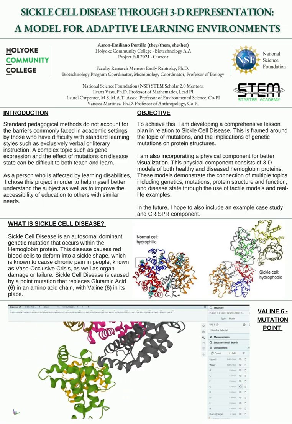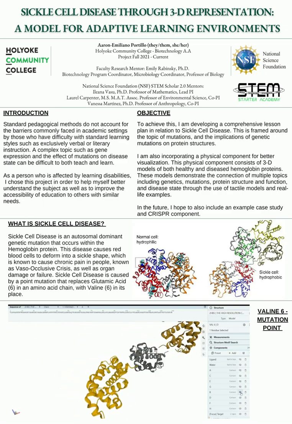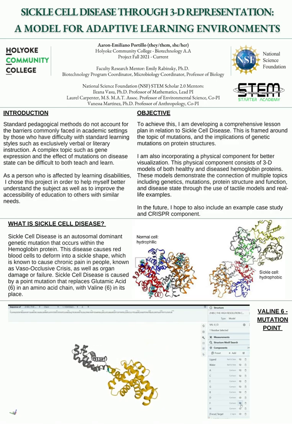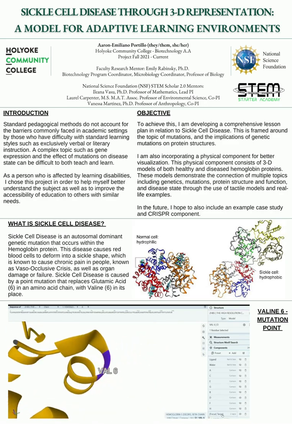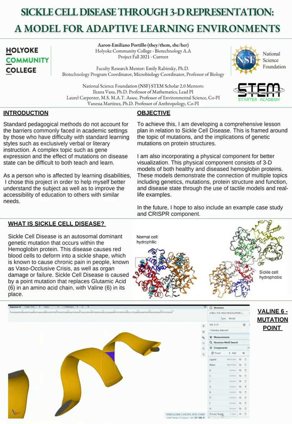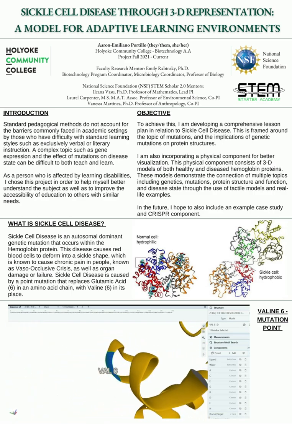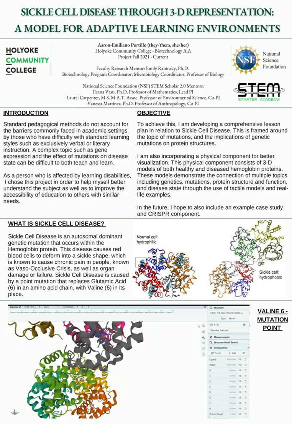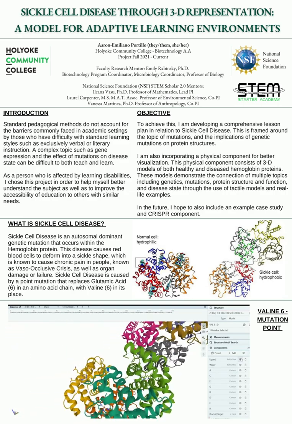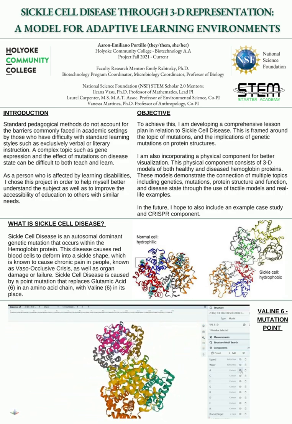So what is sickle cell disease? Sickle cell disease is an autosomal dominant genetic mutation that occurs within the hemoglobin protein. This disease causes red blood cells to deform into a sickle shape, which is known to cause chronic pain in people, known as vaso-occlusive crisis, as well as organ damage or failure.